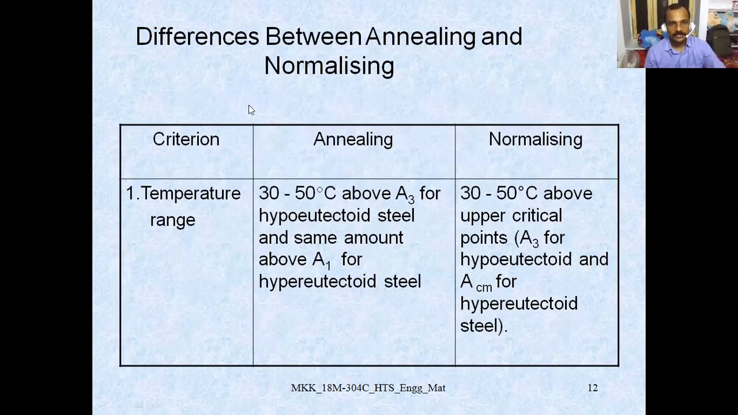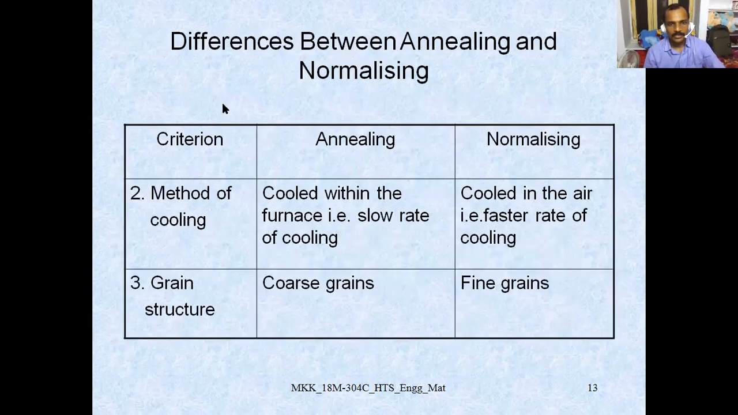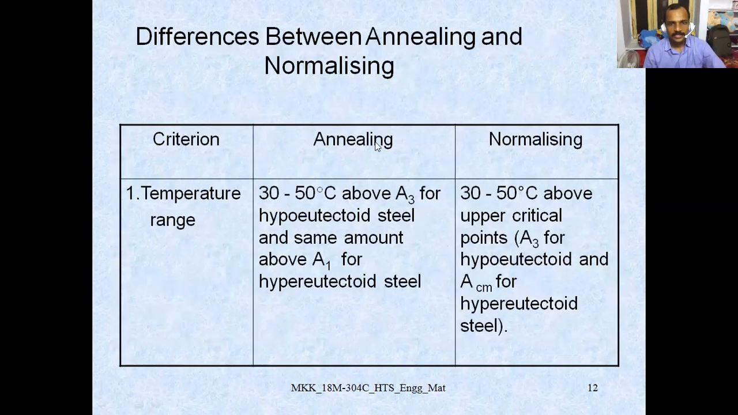Let us look at the differences between the annealing and normalizing processes by categorizing them by different factors. The first one is temperature range. This is annealing and this is normalizing. The first criterion is 30 to 50 degrees centigrade above A3 for hypoeutectoid steel, and the same amount above A1 for hypereutectoid steel, in the case of annealing.